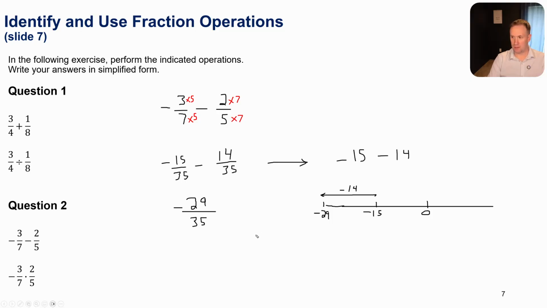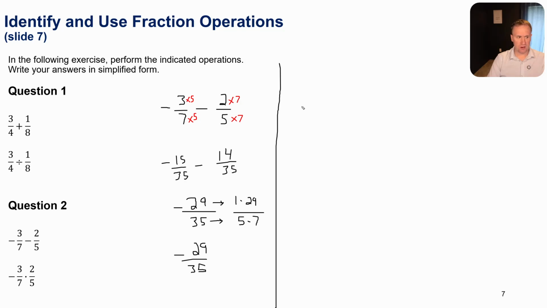Now, negative 29 over 35 cannot be simplified. The basic reason for that is 29 is a prime number. So I'll go ahead and do the factors of this. 29 is 1 times 29, and the prime factorization of 35 is 5 times 7. Do you see how there are no similar factors? That means I can't simplify that any further. So negative 29 over 35 is my result here.